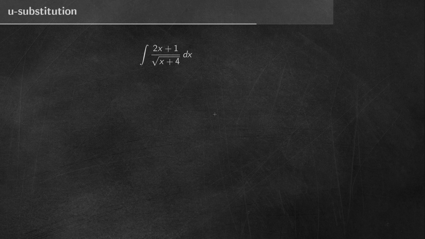Our next example, we want to integrate 2x plus 1 over the square root of x plus 4. So what are we going to choose for our u? We could let u equal 2x plus 1. We could let u equal x plus 4. We could let u equal the square root of x plus 4.